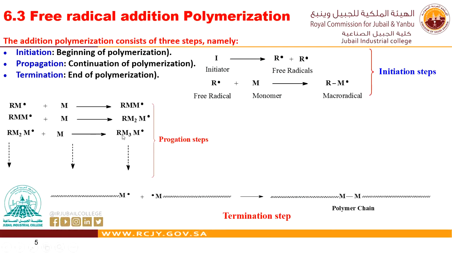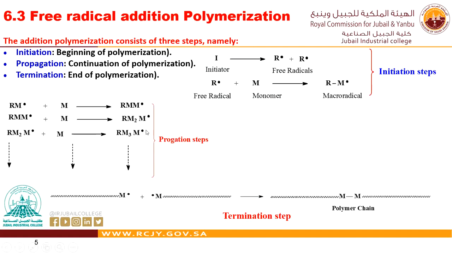Now, the last step is called termination, where the free radicals are consumed. Because once you have long chains with radicals, 1 electron from here will combine with 1 electron from there to form what? A bond. So this bond will end up with a polymer chain without a free radical. So termination involves reaction of macro free radicals to give a neutral polymer, which we sometimes call a dead polymer because it is no more active.